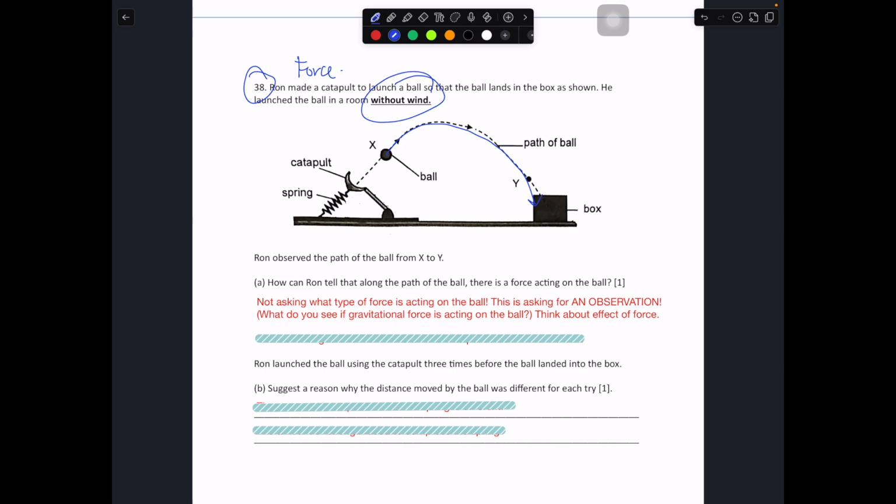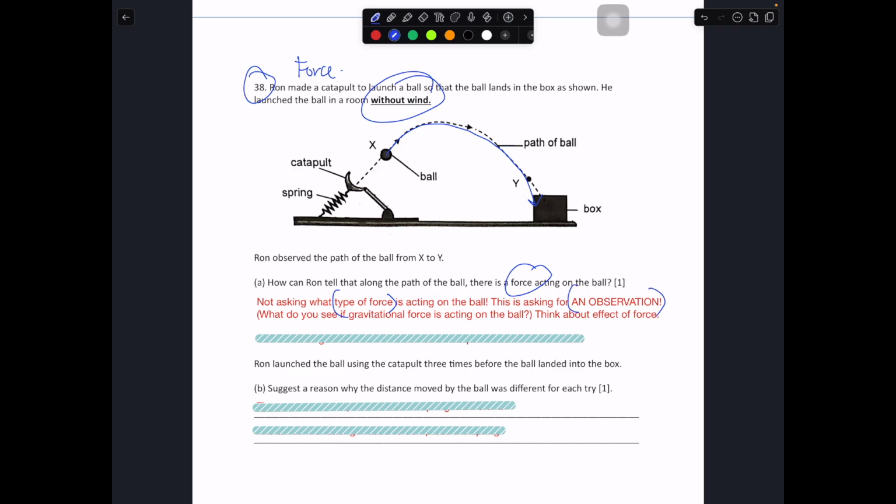So how can Ron tell that along that path of the ball there is a force acting on it? For this question you have to read really carefully. How can he tell that there's a force? It's not asking what type of force is acting on the ball. It's not asking you to say there's gravitational force. It's asking how do you know there's a gravitational force? It's asking for an observation.